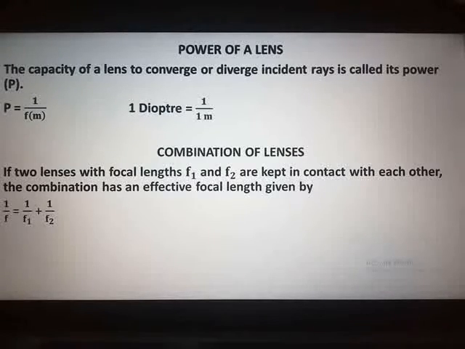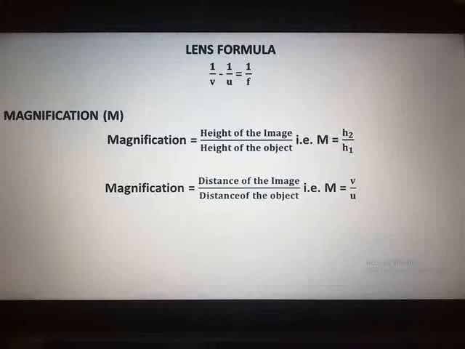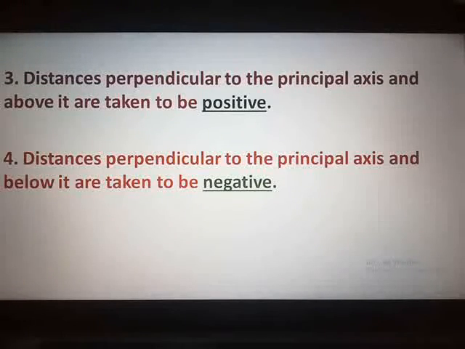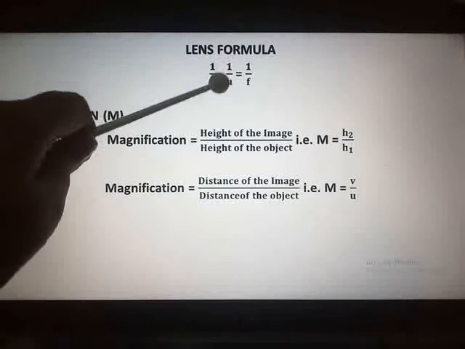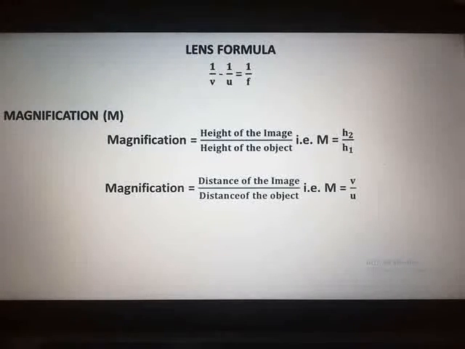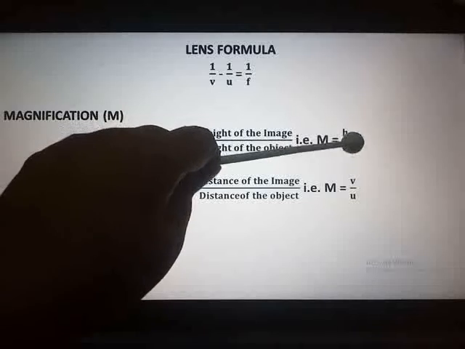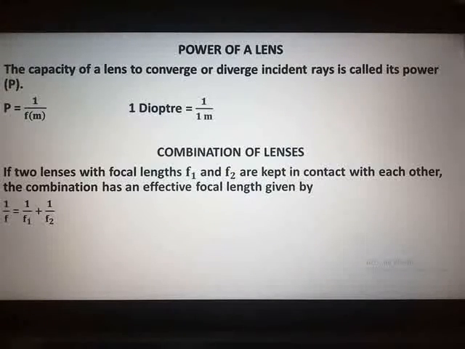So all the formulae which you have studied here: 1 upon v minus 1 upon u is equal to 1 upon f. Let us go to the previous slides. 1 upon v minus 1 upon u is equal to 1 upon f. M is equal to h2 upon h1, also v upon u. P is equal to 1 upon f, and 1 upon f is equal to 1 upon f1 plus 1 upon f2. Remember all this because you are going to apply it while solving the numerical examples.